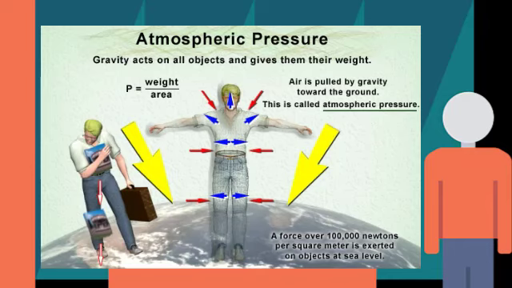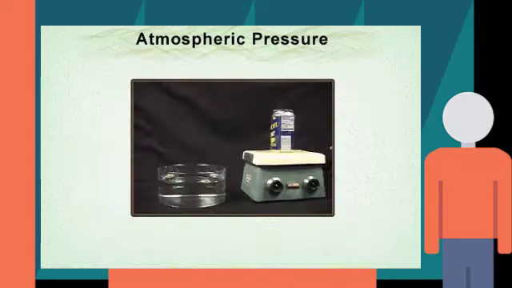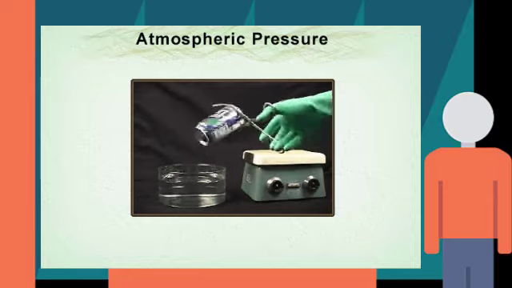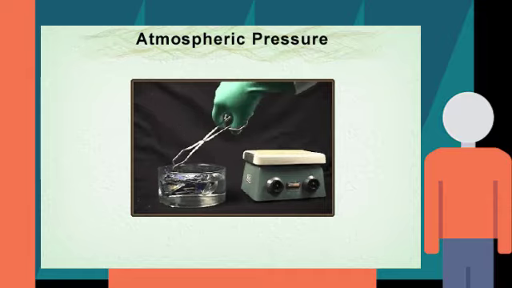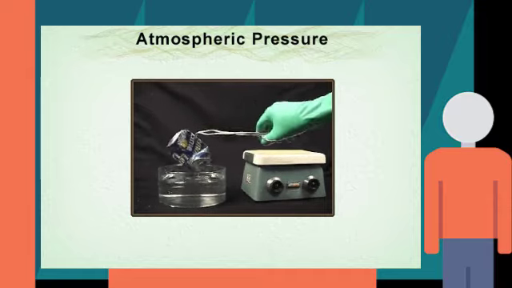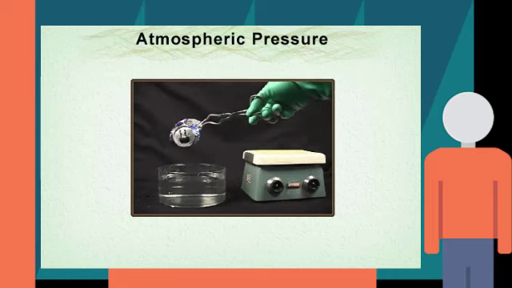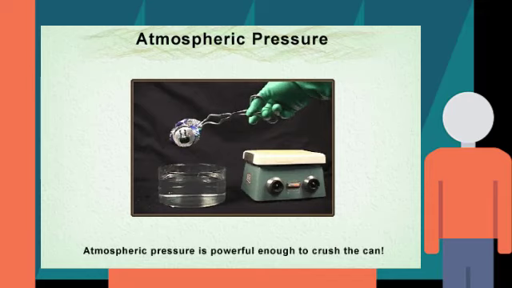To get an idea of how powerful atmospheric pressure is, take a look at the following demonstration. Atmospheric pressure is striking this can in all directions. The can does not collapse, however, because there is air inside the can exerting the same pressure, but in the opposite direction. Watch what happens as water inside the can is boiled, creating steam, which displaces the air. When the can is inverted and placed in water, the steam condenses and returns to the liquid state. This creates a vacuum, and the can is crushed because the pressure inside the can is less than the atmospheric pressure outside the can. In effect, the atmospheric pressure striking the can from the outside is powerful enough to crush it.